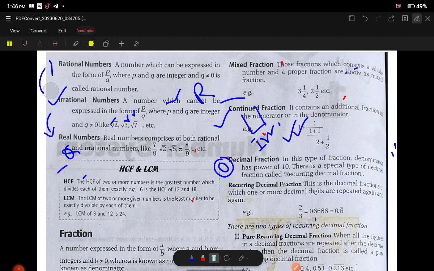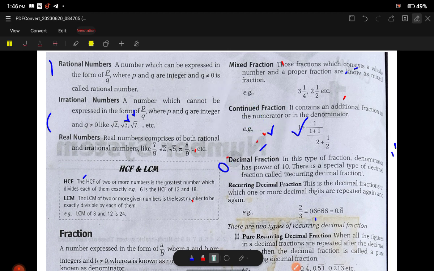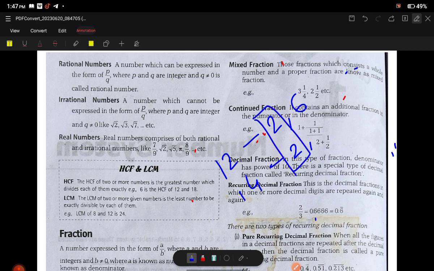Now we will learn some different types of numbers, but these are common concepts. Okay, let's go. So LCM and HCF. HCF means the highest common factor. Two numbers may have a common factor. For example, if I write 12 and 14, it has common factor 2. The common factors are different and the highest common factor is different. HCF means highest common factor.